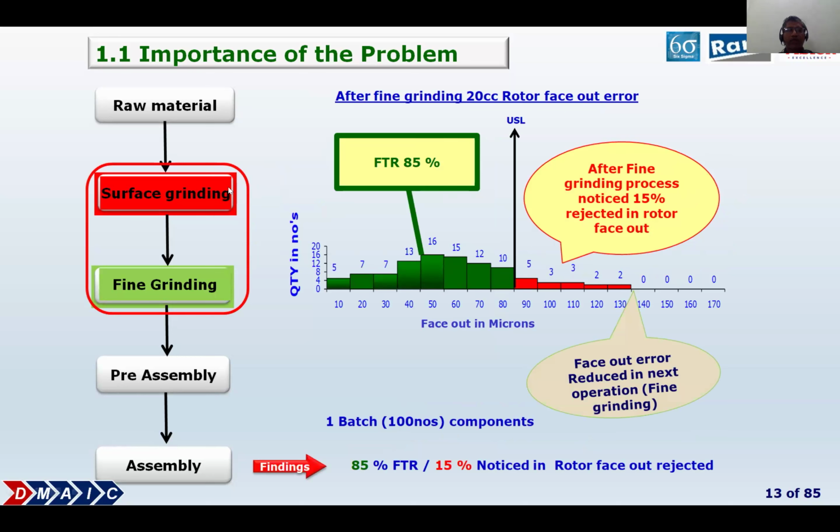The same scenario happened after surface grinding, when we went for the fine grinding process. In that fine grinding process also, we end up with 15%, because the surface grinding was the major issue and it cascaded to the next one, the fine grinding process.